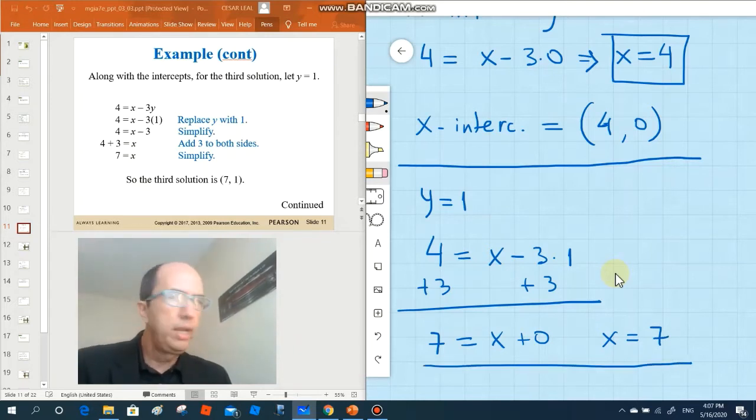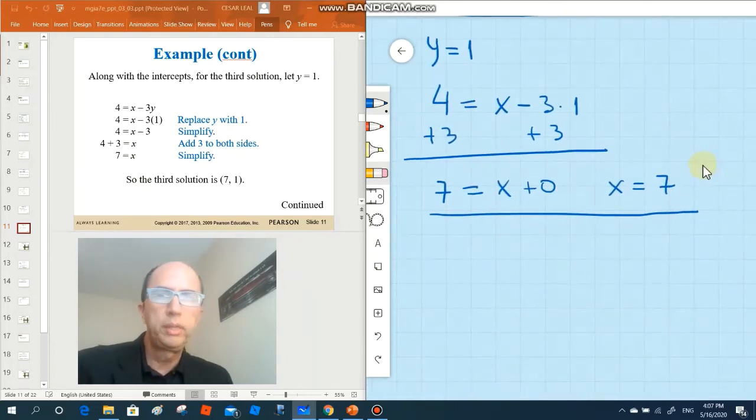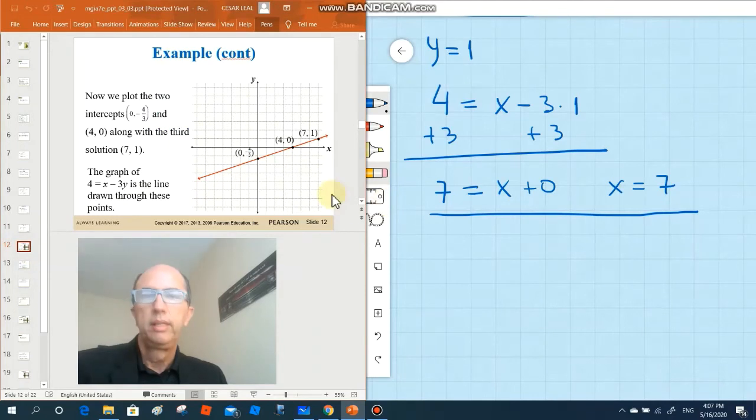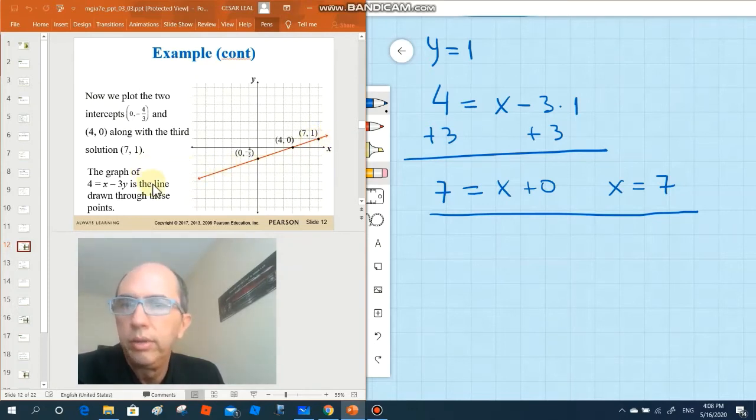Now you have 3 distinct ordered pairs, and you can draw the points, draw the ordered pairs on your coordinate system. Then use the ruler and make the line connecting all these 3 points, going through all these 3 points.